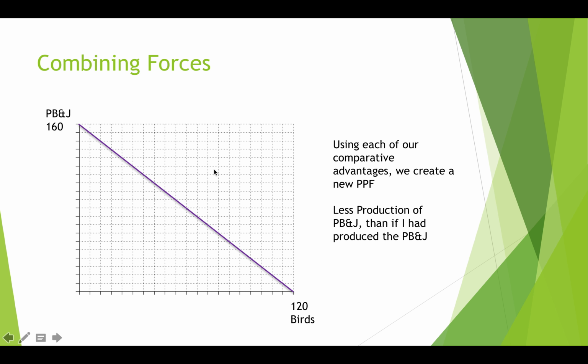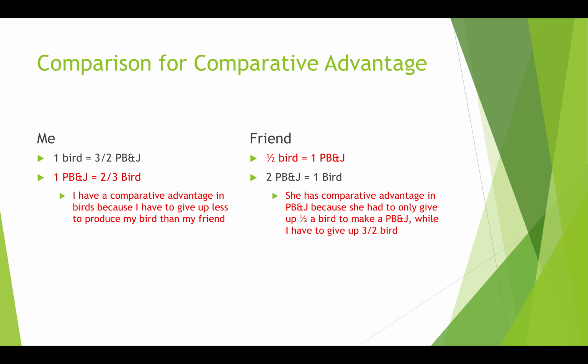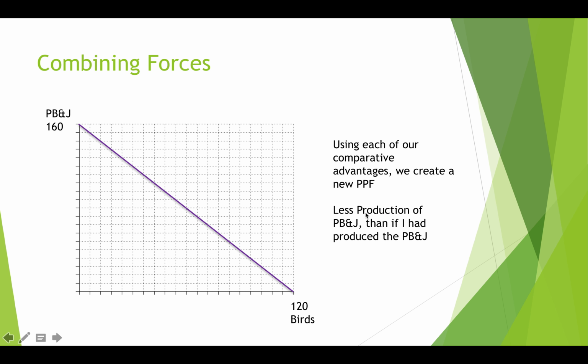Now I know that I can't make both peanut butter and jelly sandwiches and paper birds by myself, so we have to combine forces and find a way to do both. So I use each of our comparative advantages, as we talked about in this slide: my comparative advantage in birds and her comparative advantage in peanut butter and jelly, to find our new PPF. In the 10 hours, if I just work, I'll produce 120 birds. However, if I don't do anything and she just works, we'll produce 160 peanut butter and jelly sandwiches. Using each of our comparative advantages, we created this new PPF.